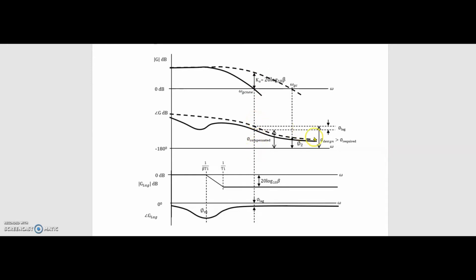So the procedure is first find where the phase is 60 degrees, and at that frequency find how much drop is needed. So this much drop is needed. So we have to design a lag compensator having this much gain, which can drop this gain by this much amount. So if this is, suppose, 20 log beta, then 20 log beta will be the gain of the lag compensator.